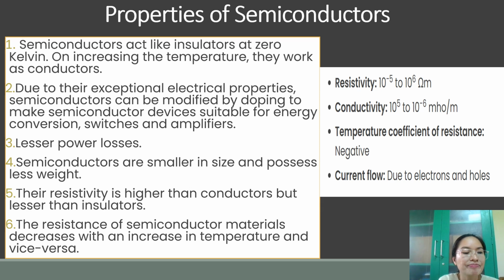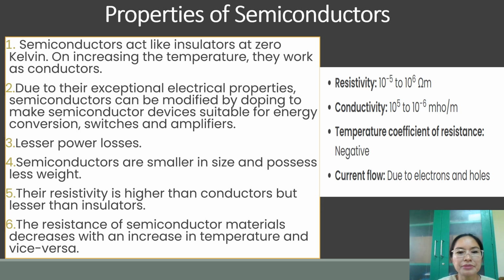Number 3, they have lesser power losses. And number 4, semiconductors are smaller in size and possess less weight. Number 5, the resistivity is higher than conductors but lesser than insulators. Number 6, the resistance of semiconductor materials decreases with an increase in temperature and vice versa. So there's a mention there in number 5 that semiconductors have lower resistivity than insulators. What does it mean?